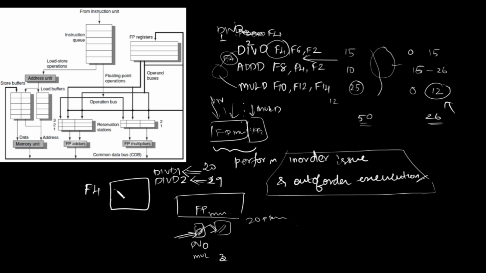So eventually the result of div 1 only will be present in F4, but we need the result of div 2 to be present here. So such scenarios also we have to handle. For that purpose, Tomasulo also introduced another set of buffers, called reservation stations. These could hold these values.